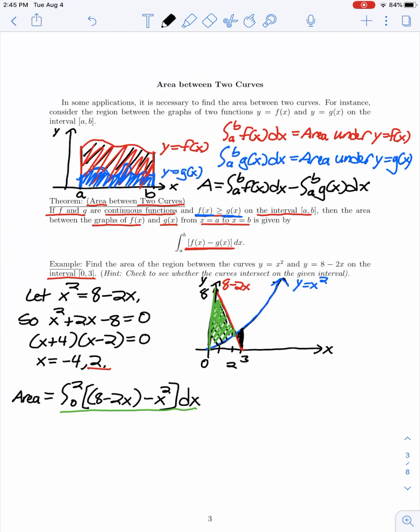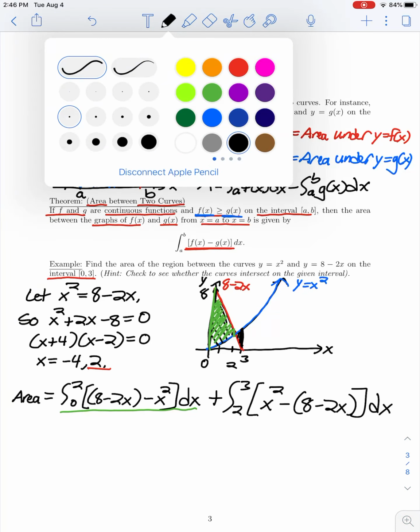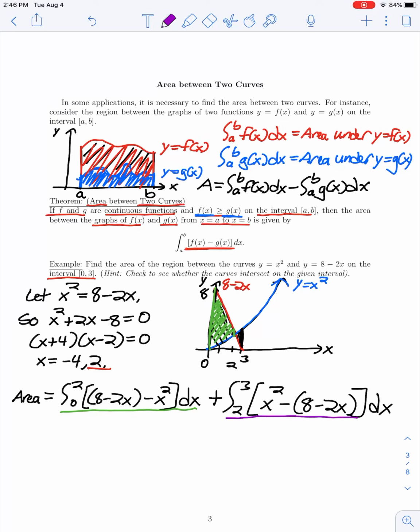Now, we add to that the integral from 2 to 3. The top curve on this interval would be our blue curve, which is x squared, and then we are subtracting the bottom curve, which is our line, 8 minus 2x on that interval. So this expression gives us the area of this small region where x squared lies above our line.